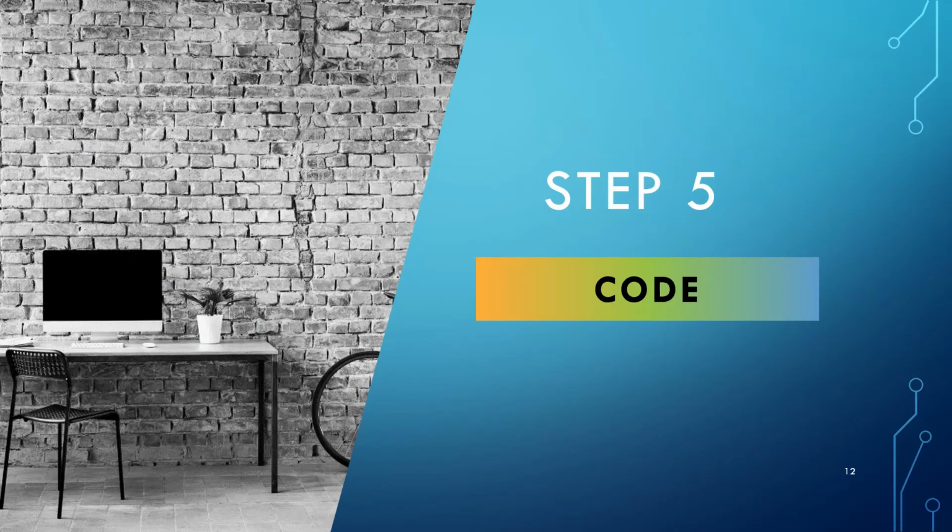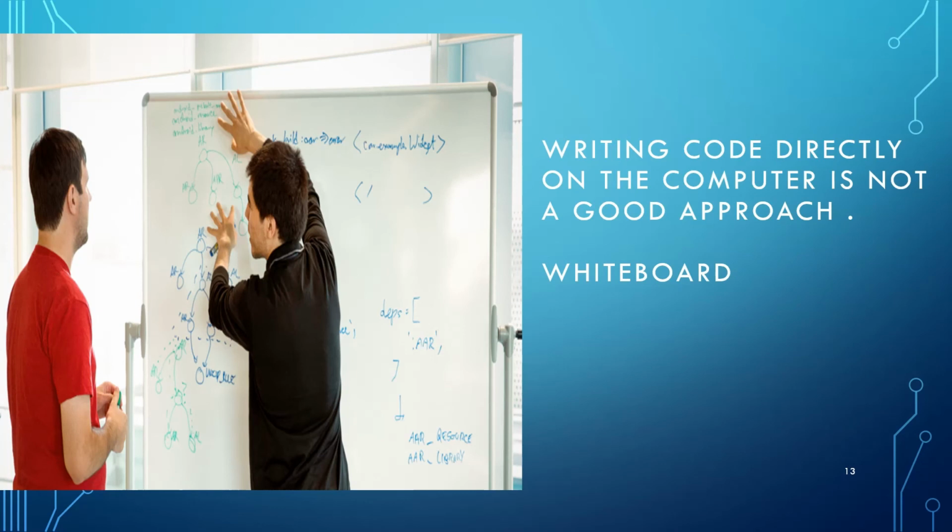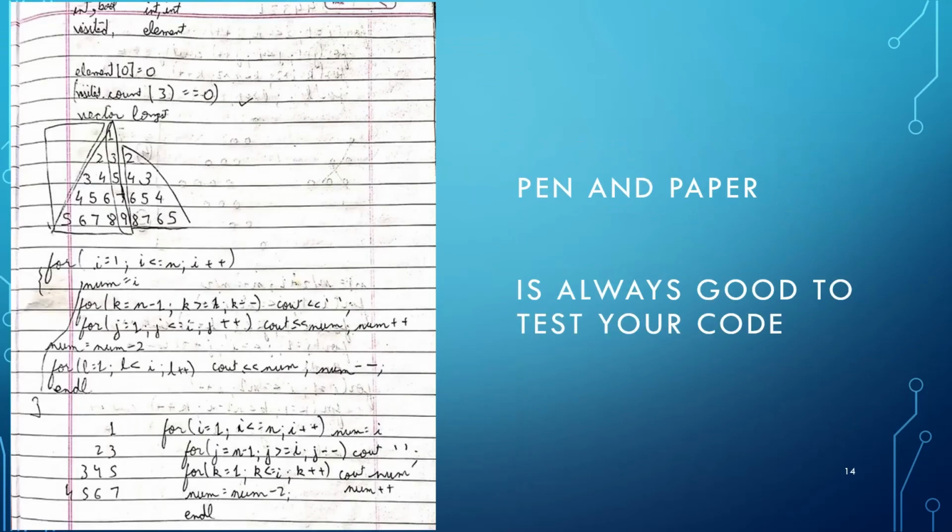Step 5. Code. Most people try to code directly on the computer, but stop. Think for a moment, code on either a whiteboard or on paper with a pen. This will make a good habit for the right approach to the problem. Similarly, the coding style really matters: the variable names you give, the function names you use, and all the things. Always try to use optimized and descriptive names for the functions as well as the variables.